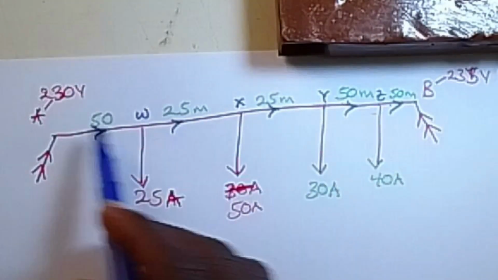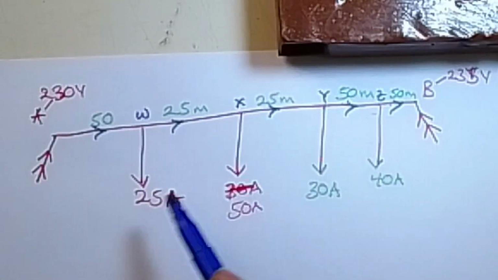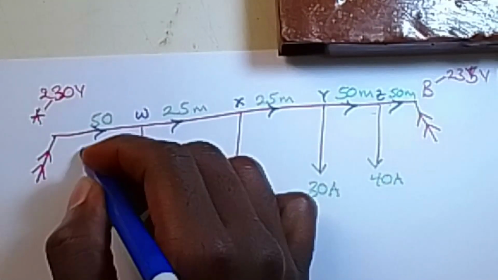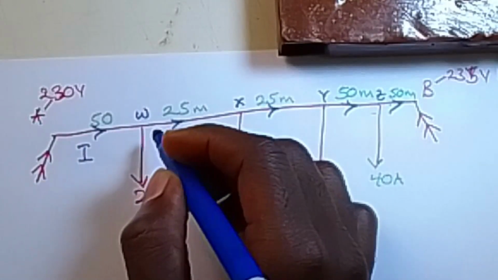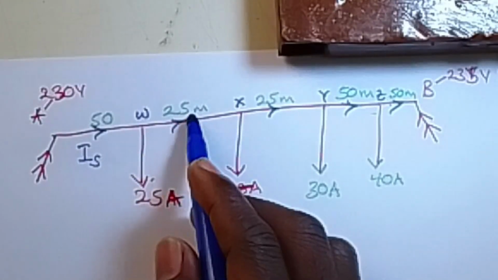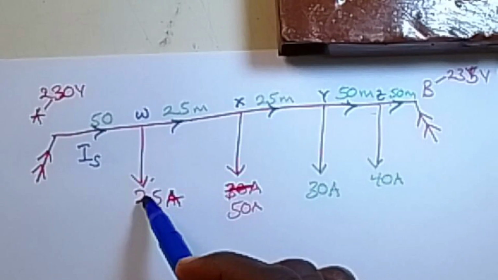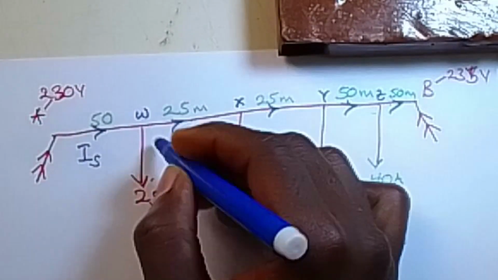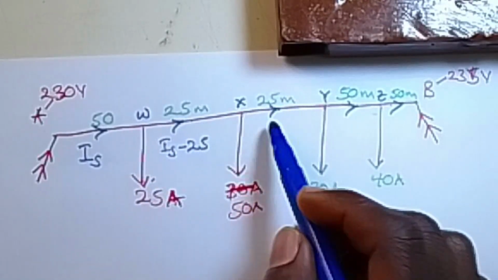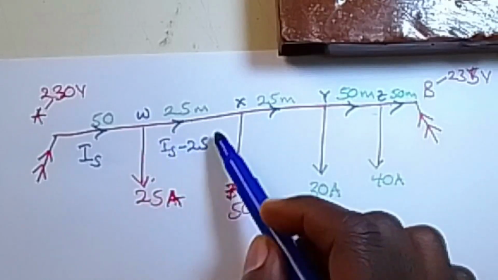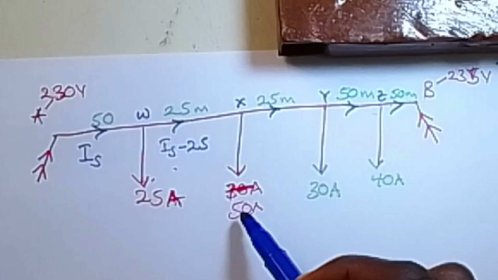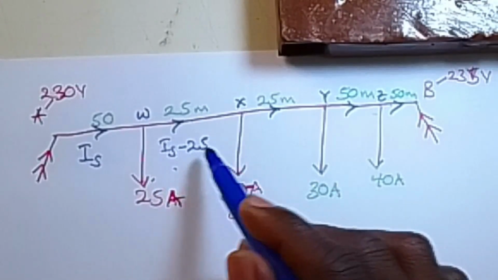You can choose to work from A towards B, or from B towards A. Now, if I assume this unknown current to be a certain value, we can call it the source current IS. So the current flowing here will be simply the source current minus the current that has been tapped off, so this will be IS minus 25. Then when we reach this point, the current will be IS minus 25, minus this 50 which is being tapped off. So it will be IS minus 25 minus 50.